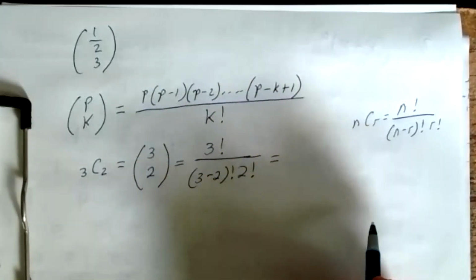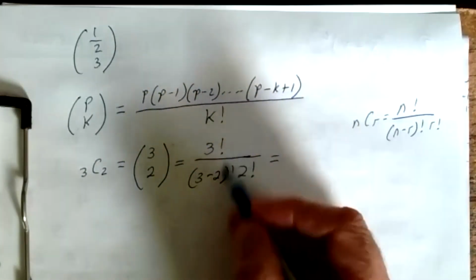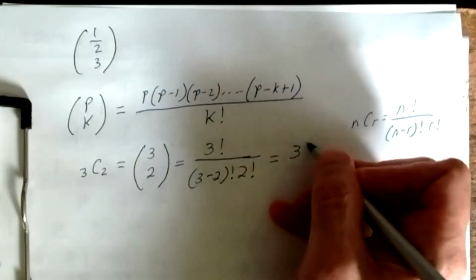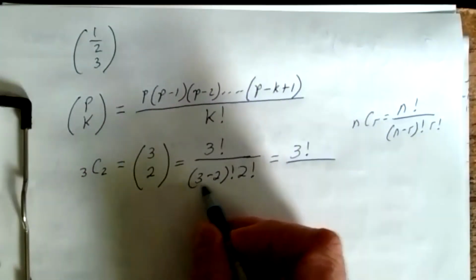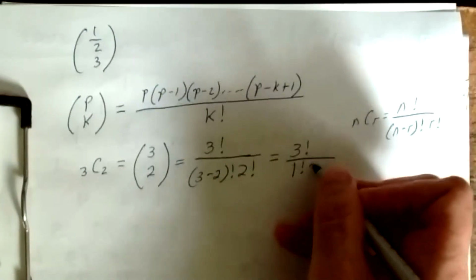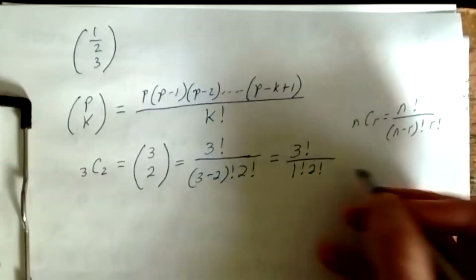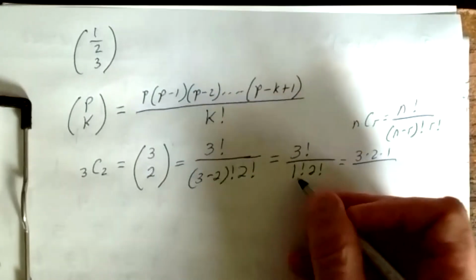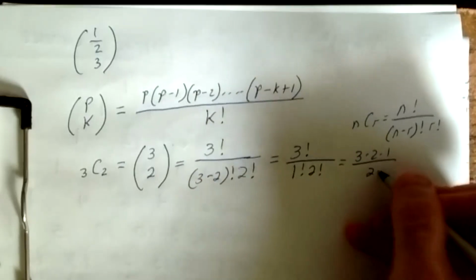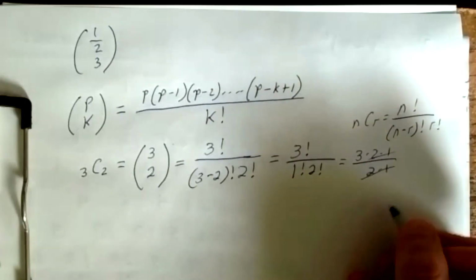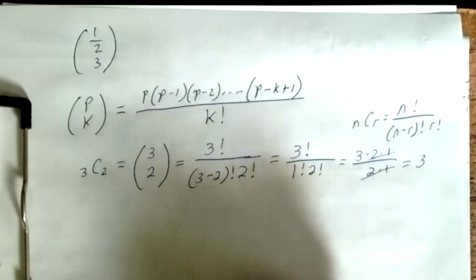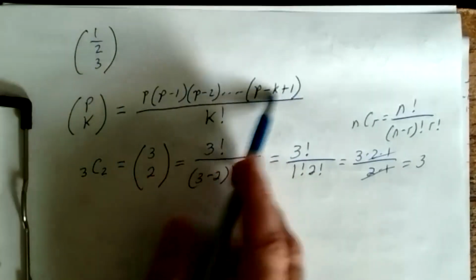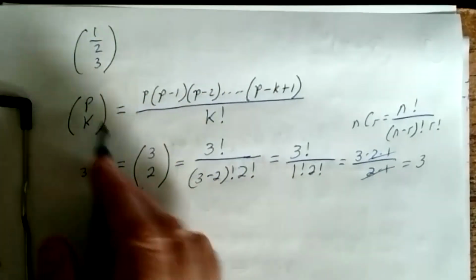Okay, based on that formula I showed you earlier, what would this evaluate to? Well, 3 factorial over (3 minus 2, or 1) factorial times 2 factorial. 3 factorial is 3 times 2 times 1, 1 factorial is 1, and 2 factorial is 2 times 1. So this all cancels, and it leaves you with just 3. Okay, just 3.